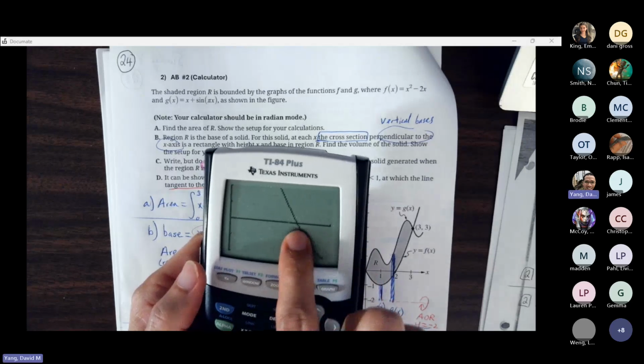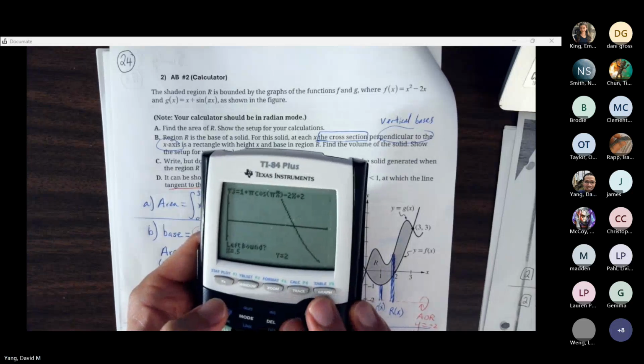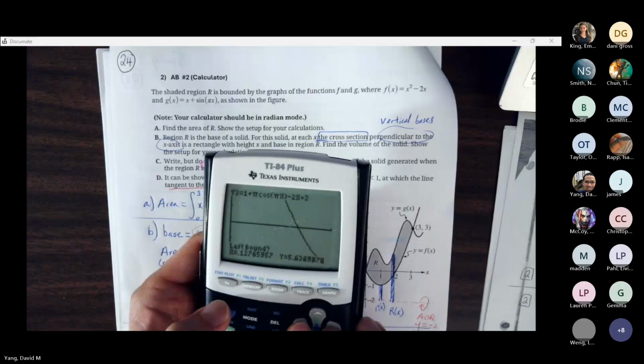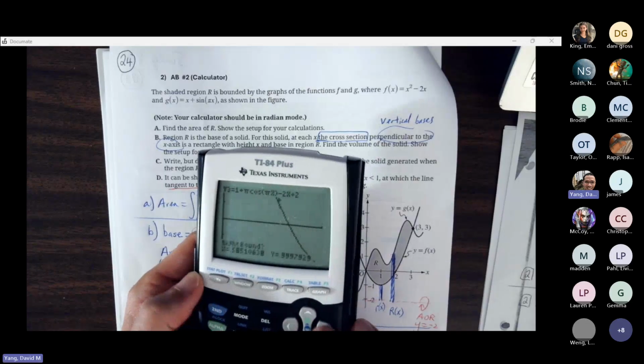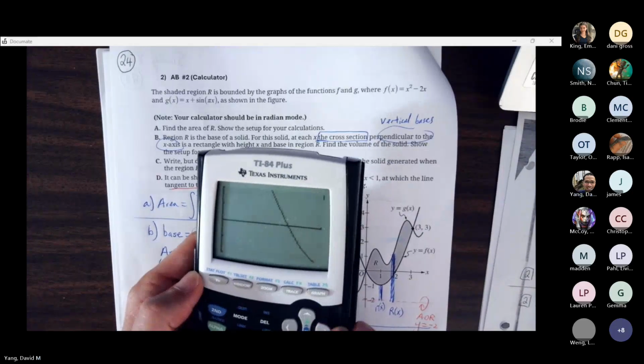Yeah, x-intercept here. Second trace, 0. Okay, so enter. Pick a point to the right of the x-intercept, hit enter, and I get 0.6758.